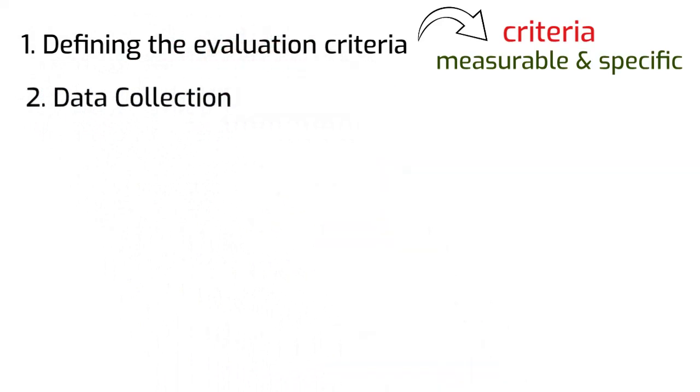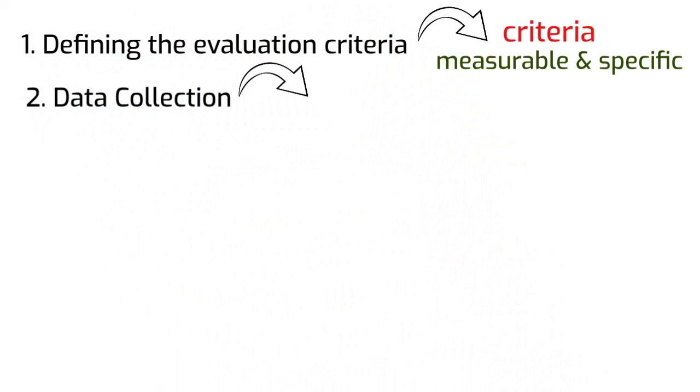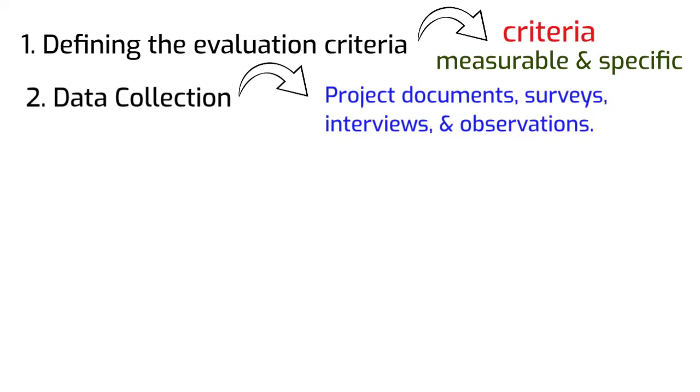Number 2, data collection. After having defined the evaluation criteria, then we can start with the data collection to see the project's performance against the evaluation criteria. Data can be collected through project documents, surveys, interviews, and observations.